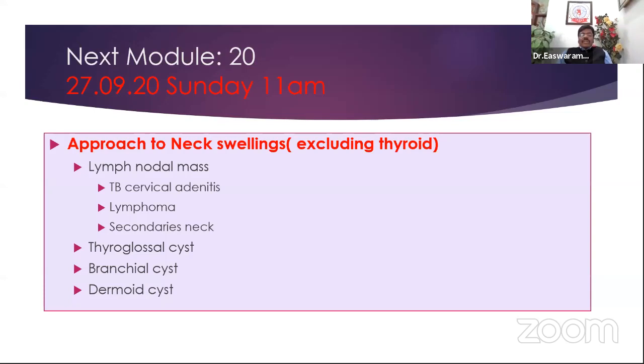Because thyroid we have already discussed, like a lymph node mass, like a tuberculous adenitis, Hodgkin's lymphoma, secondaries in the neck, thyroglossal cyst, branchial cyst, dermoid cyst, all different things we see in the neck. How to approach, how to examine. One of the commonest short cases for you. Okay, neck swelling, thyroid swelling, varicose vein, breast lump, hernia, sebaceous cyst, or tumor, skin tumors.